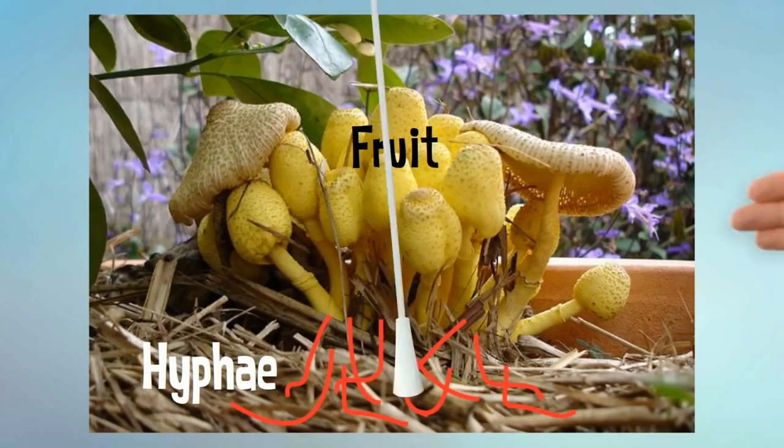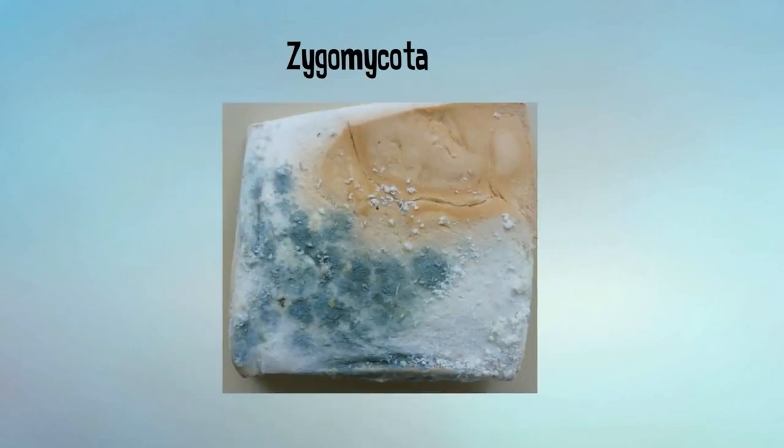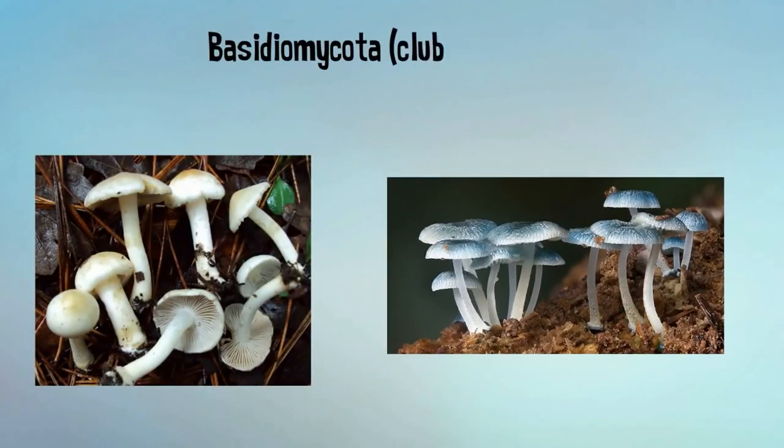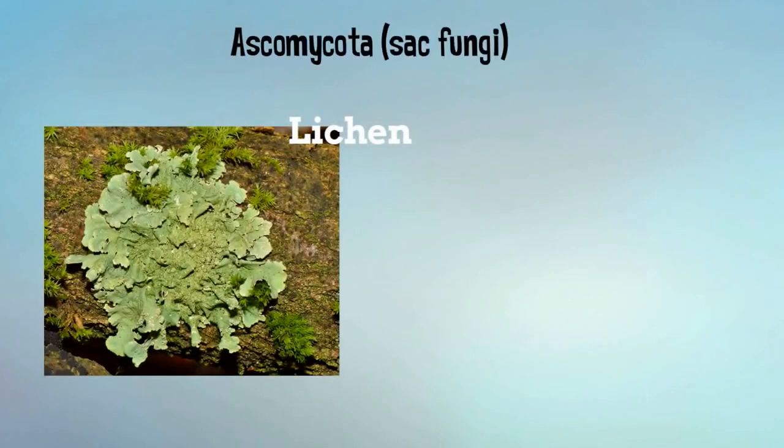There are 4 main types of fungi. The first is zygomycota, and many of these fungi are molds. They produce spores on the tips of their hyphae. A common example is bread mold. Next are club fungi. They have a dome-shaped part where reproductive spores are produced. Common examples are mushrooms.